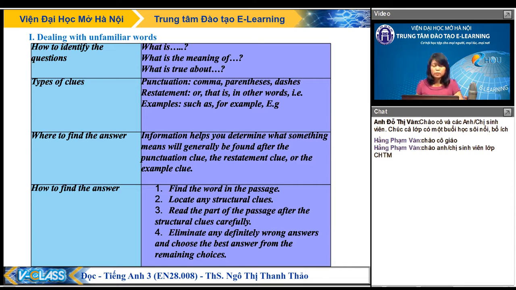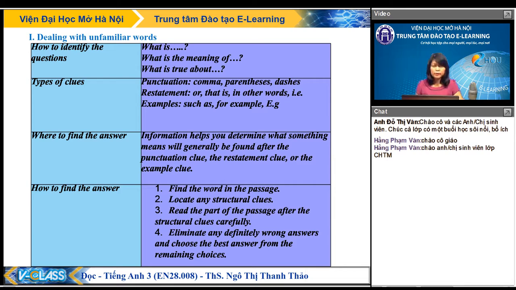And the question that comes into the mind of many students when they are doing reading comprehension is where they can find the meaning of the words. Alright, so you see that the information that helps you understand or determine what something means, or what the meaning of the word here is, will generally be found after the punctuation clue, the restatement clue, or the example clue.